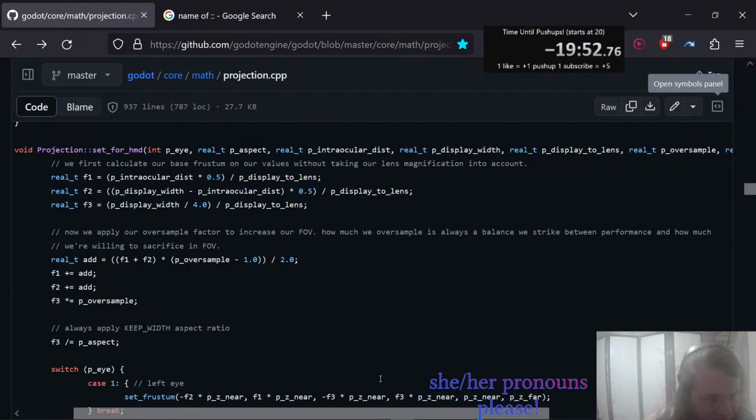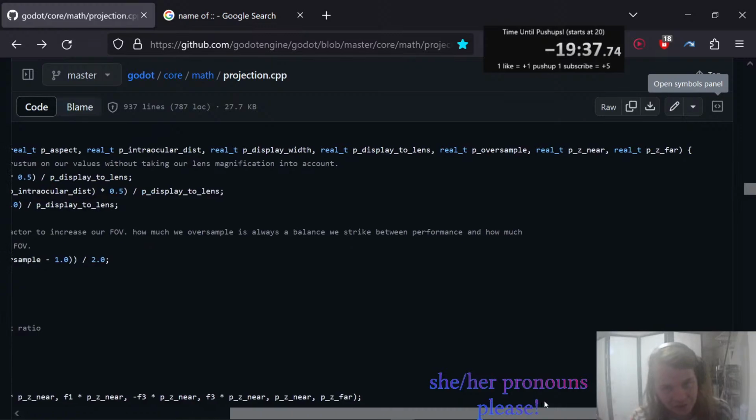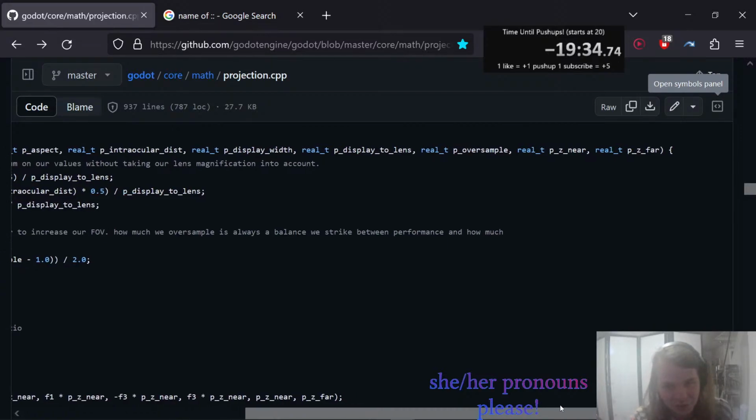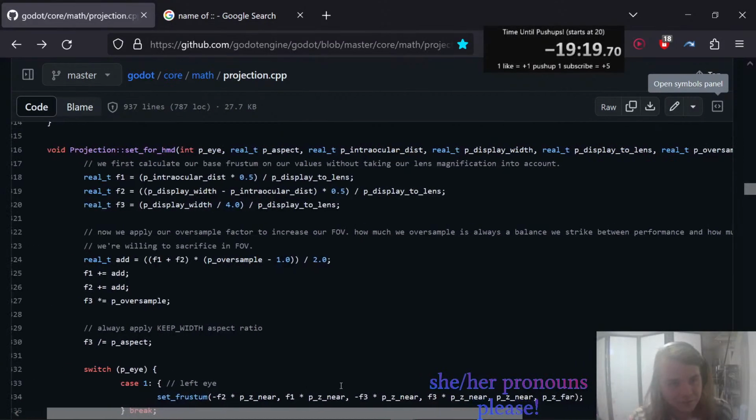void Projection::set_for_hmd(int p_eye, real_t p_aspect, real_t p_intraocular_dist, real_t p_display_width, real_t p_display_to_lens, real_t p_oversample, real_t p_z_near, real_t p_z_far) {. Comment: we first calculate our base frustum on our values without taking our lens magnification into account. Okay, I would hate to do it the other way around.